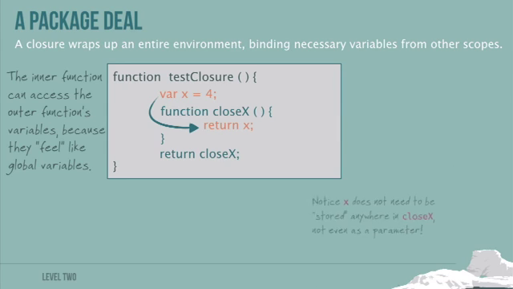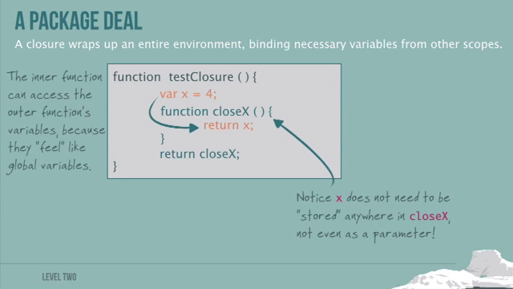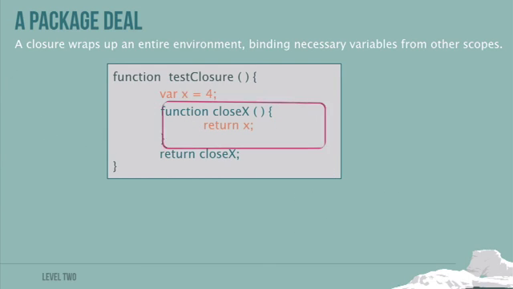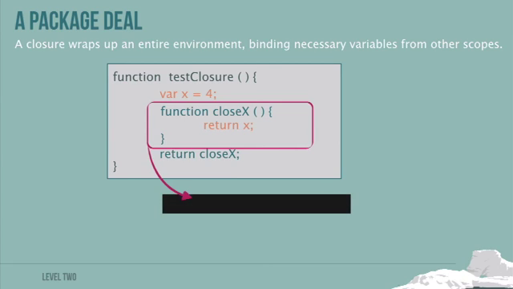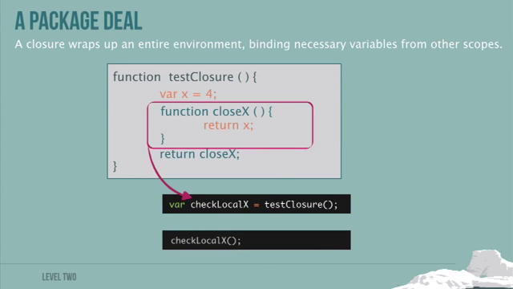It's really important to note that x is not stored anywhere inside of the innermost function, not even as a parameter. So now let's check out calling our external function testClosure. If we do that and we assign the results to a new variable, checkLocalX, we know that the entire function, closeX, the innermost function, gets returned and assigned to checkLocalX.